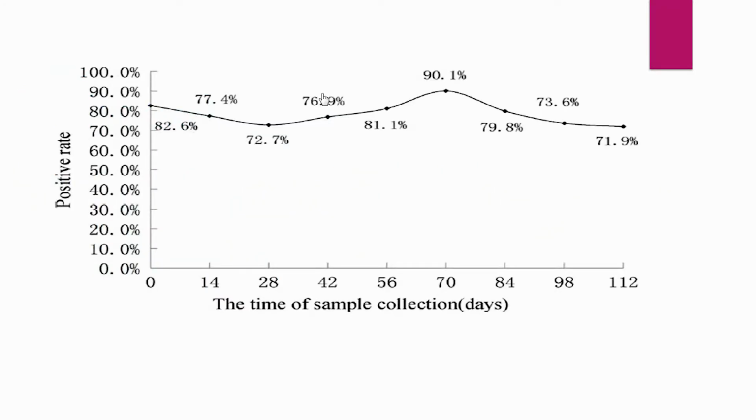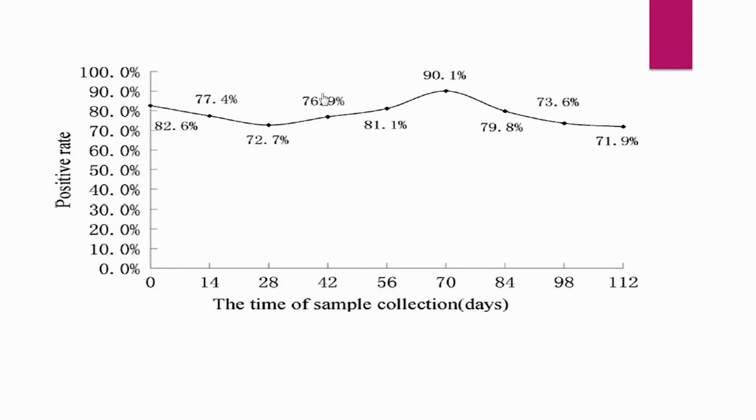This is a slide that was produced for a different reason. This is from China, and it was looking at healthy people, the proportion that were colonised over time with ESBL producers, and you can see it's sort of 70 to 80 to 90%.